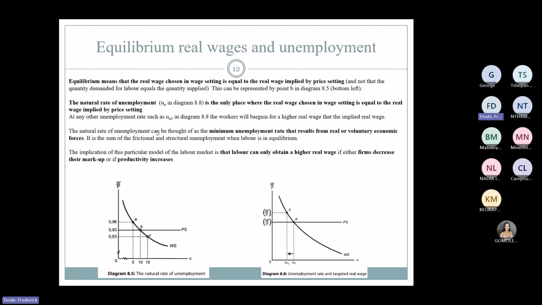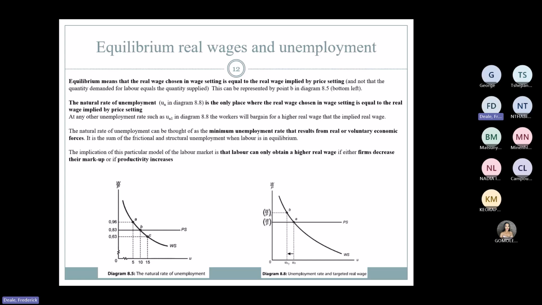The other way to look at the natural rate of unemployment is more of a definition. It's the minimum unemployment rate that results from real or voluntary economic forces. So remember, unemployment rates are never zero. There are always reasons why there's an unemployment rate. It gets dealt with a bit in some of the definitions early on, but in reality, it's a sum of all frictional and structural unemployment when labor is in equilibrium.